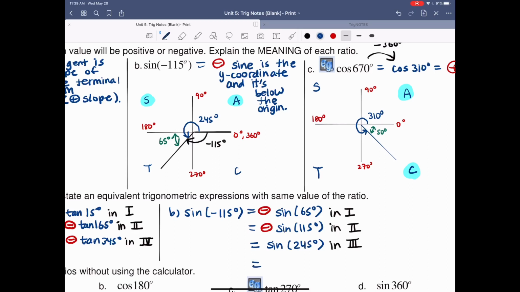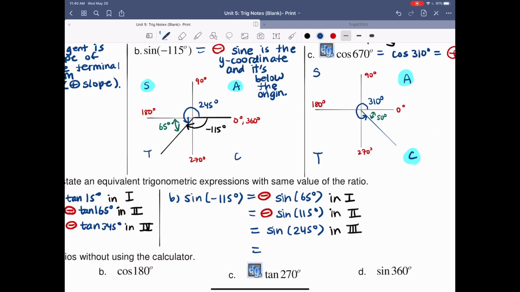Lastly, if you have quadrant 4, if you have an angle over here, and the related acute angle is 65 degrees, but my terminal arm is over there, that means I have to do 360 minus 65 in my head and use a calculator, and you get sine 295 in that case. So how did I get that? I did 360 minus 65, and that is in quadrant 4.